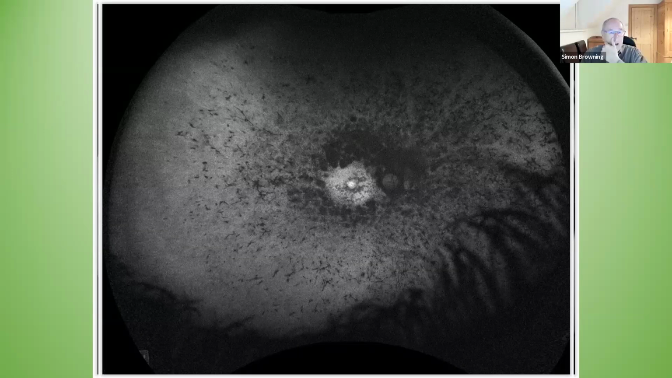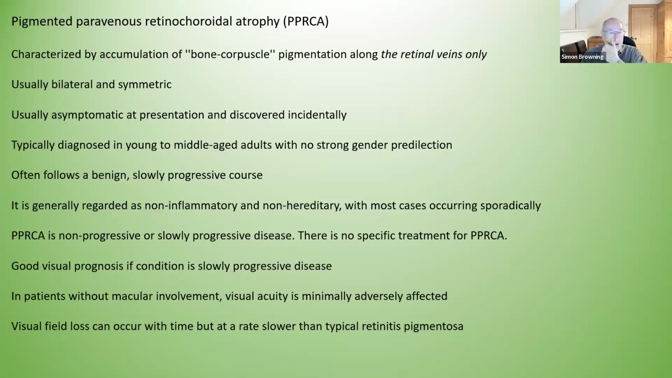But one that you can confuse this with is pigmented paravenous retinochoroidal atrophy. Now, again, I hadn't seen many of these, and then I saw one day, and I wasn't quite sure what I was looking at. But having seen one, I've seen so many of them since then. And again, these aren't uncommon at all. But the thing here is it is often completely asymptomatic, and you discover it incidentally.